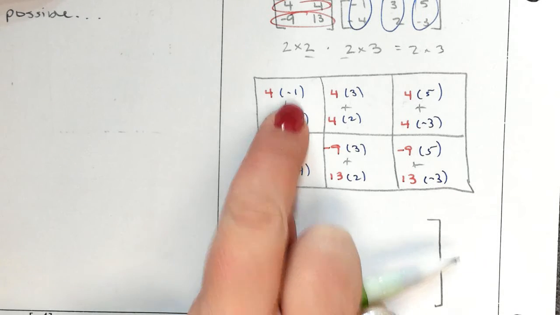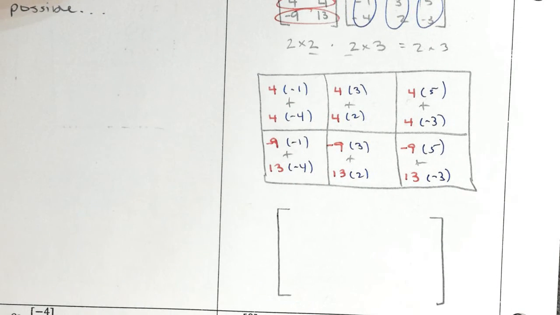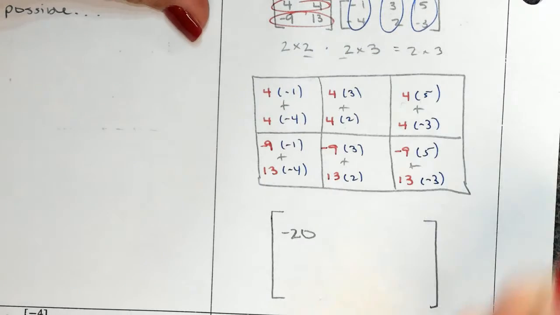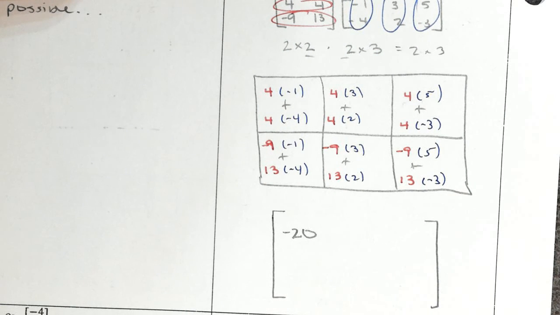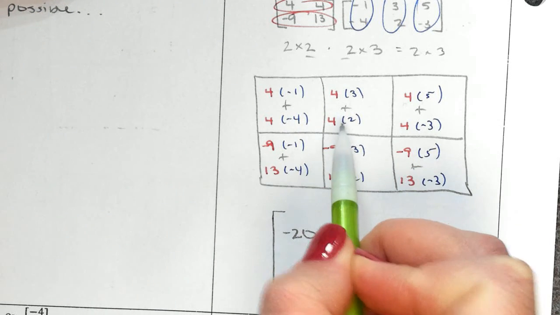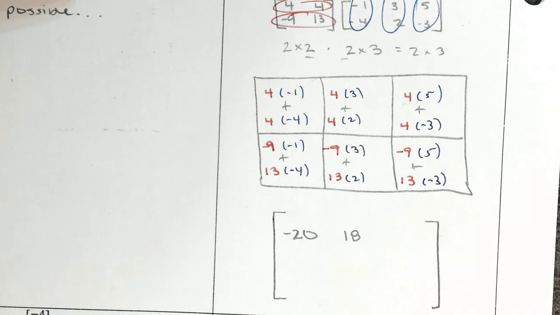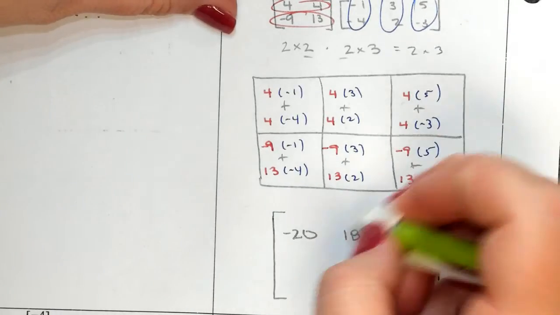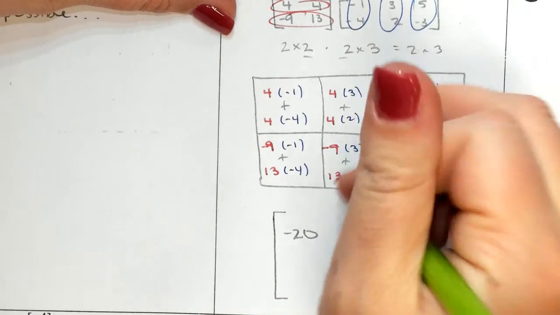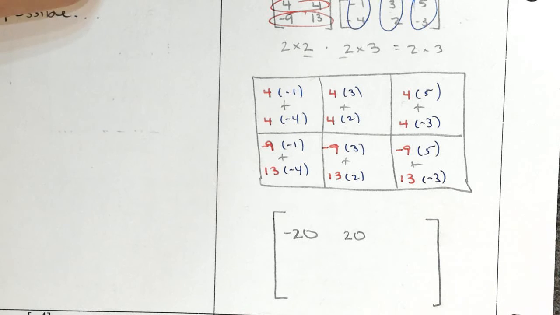Four times -1 plus 4 times -4. I'm going to get -20. 4 times 3 plus 4 times 6, 18. Or no, sorry, 20. 12 and 8, 20. 4 times 5 plus 4 times -3. That one's going to be 8.